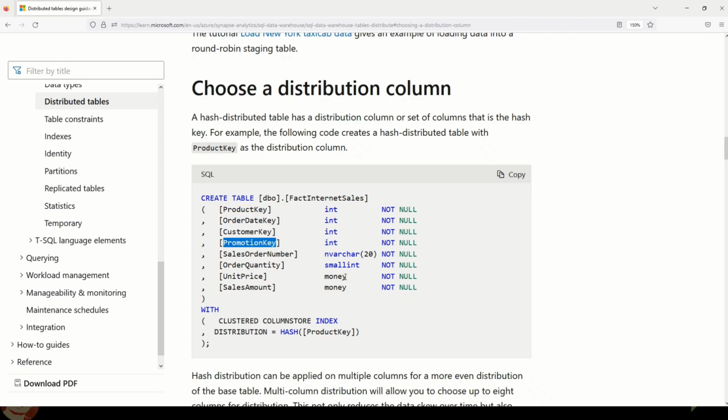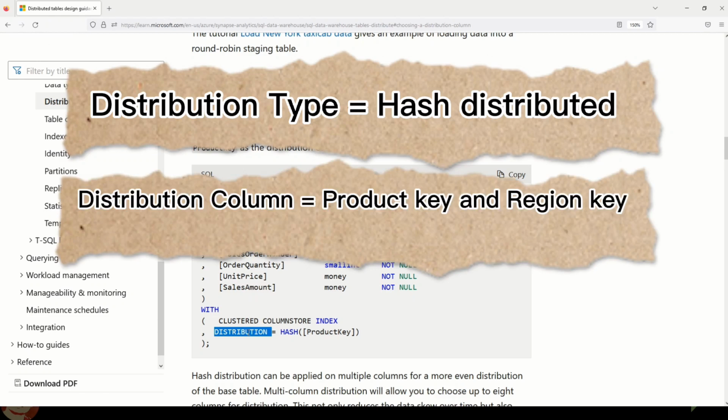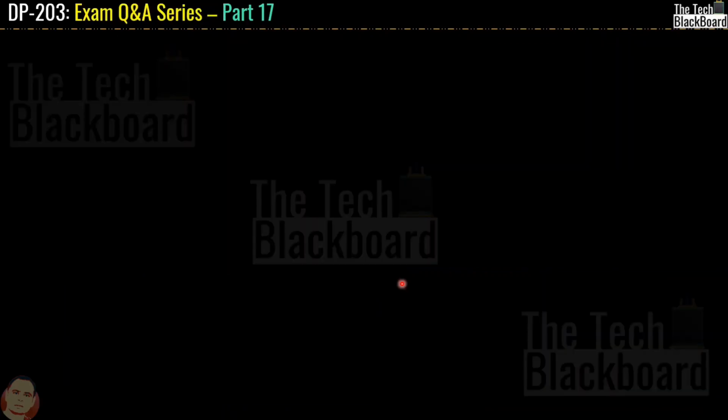And also, my friends, if you remember, we chose product key as the answer for the distribution column, and exactly the same Microsoft has also given in their answer. They have also chosen product key as the distribution column. Similarly, you can come to this page and understand why we have chosen hash distributed as the answer for the distribution type, and why we have chosen product key or the region key for the distribution column. The link for this documentation is available in the description box. Now let's move on to the next question.